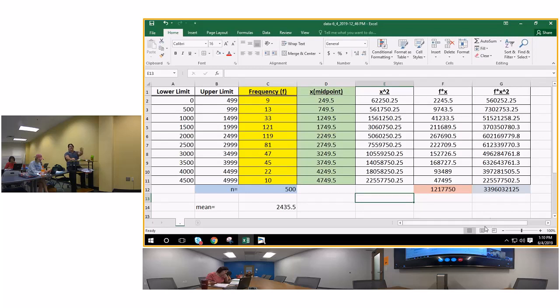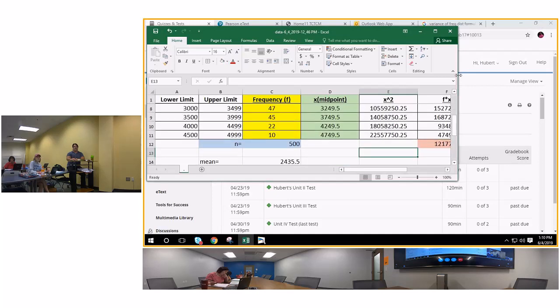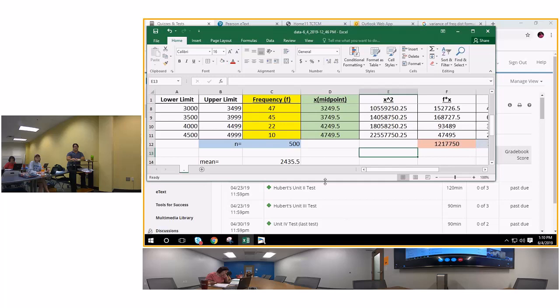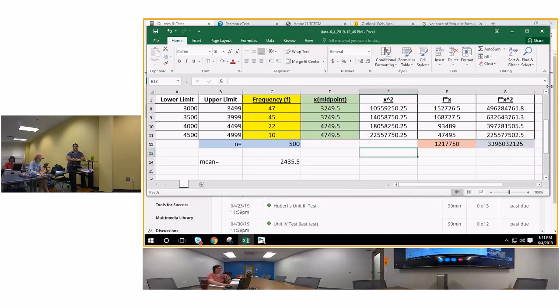Now, do we have everything we need to do the variance? Yes. So I'm going to make this small, and I'm going to go right here. I need y'all to write down, make sure you got it written down in your notes, those 4 numbers. 500, 1217750, that number, and then I think that's it. Yeah, that's it.